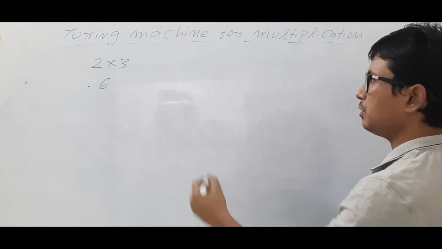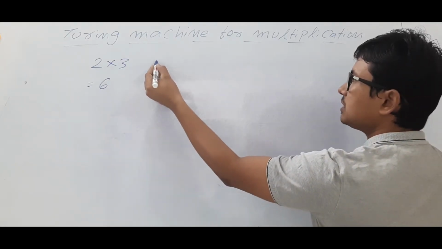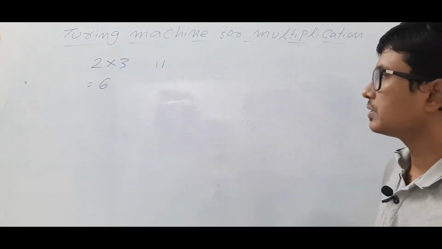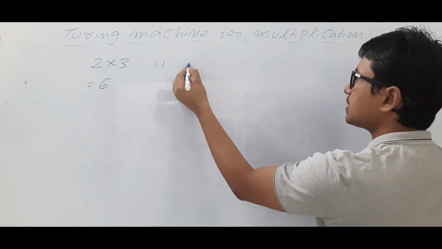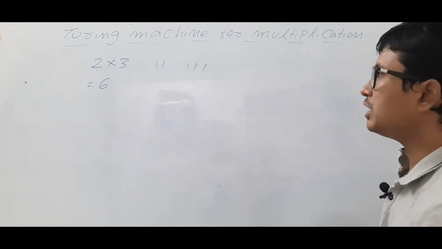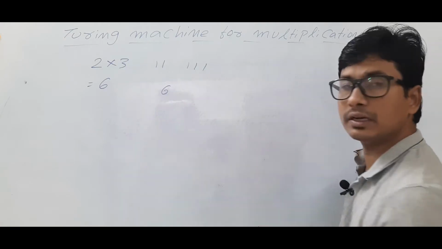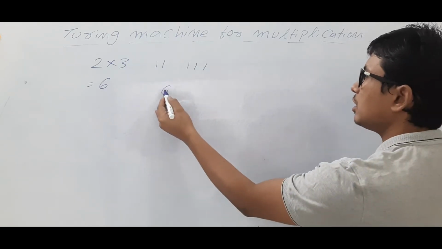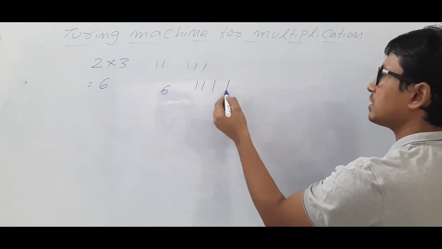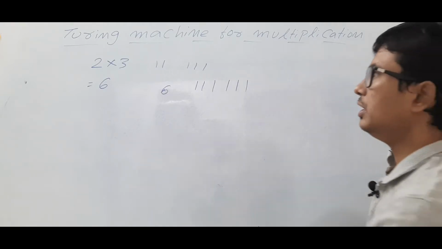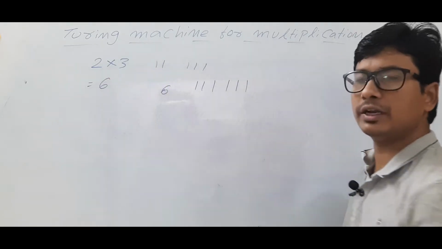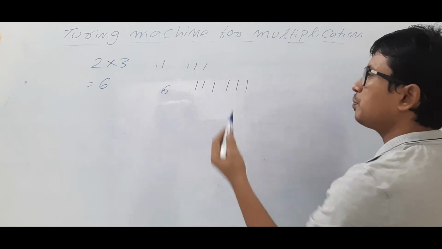So what I will do is represent the 2 as 1 1, and the 3 as 1 1 1. Now I should get 6 as an output here, meaning in the output I should get 6 ones. That is our objective. So the input is represented as a unary number, and the output is also a unary number.